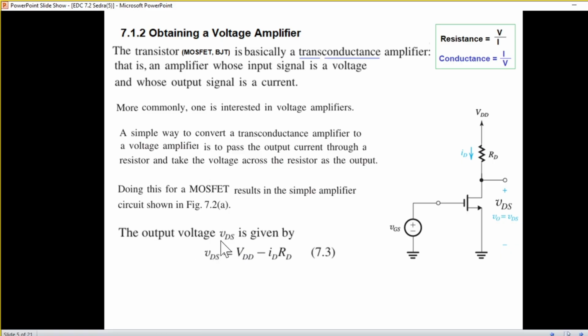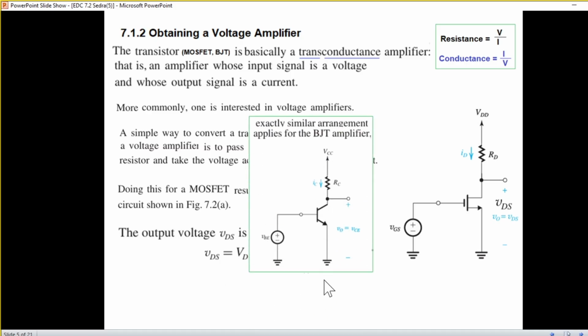So the output voltage VDS, which we are now calling the output voltage, is VDS equal to VDD, which is the supply voltage, minus the drop here, that is ID times RD. So we'll use this equation subsequently. And similarly, in case of a BJT, we follow exactly the same technique to find the output.